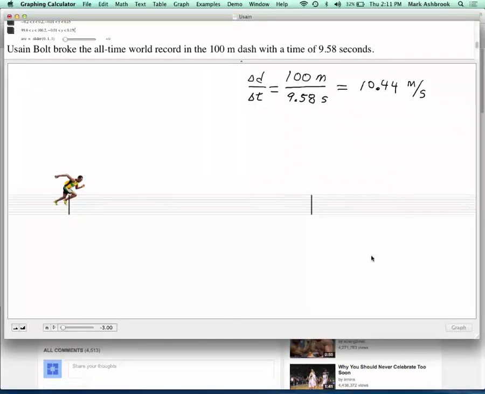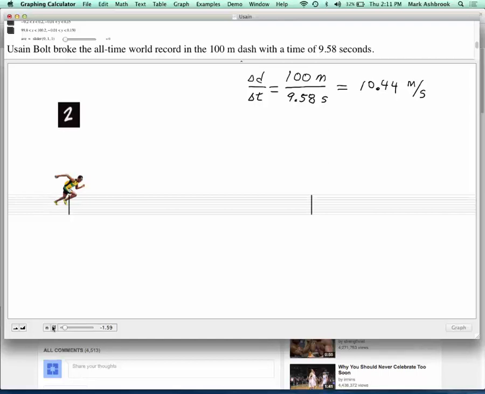In the first second, did he run more? I've actually reproduced his race here. I took the data and created a formula and then recreated his race, so this is where he was on the track at any given point. Three, two, one, go. So in the first second, did he go more or less than 10.44 meters? Less. In the last second, did he go more or less? More.